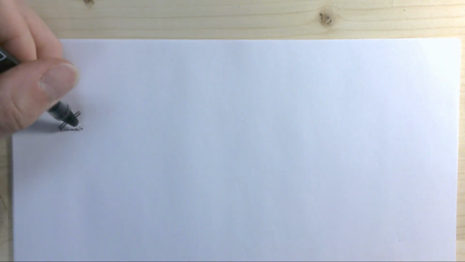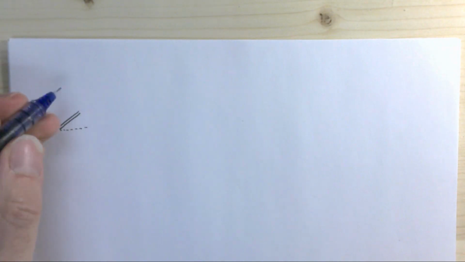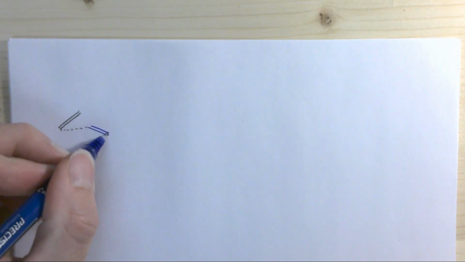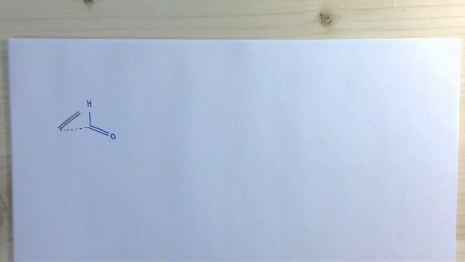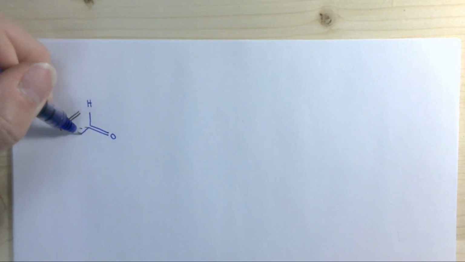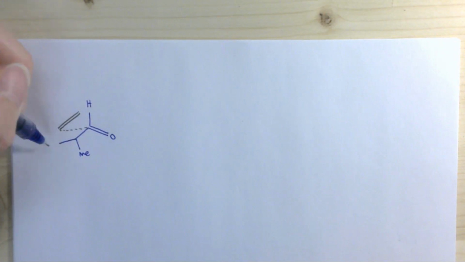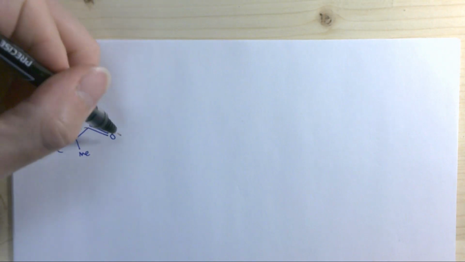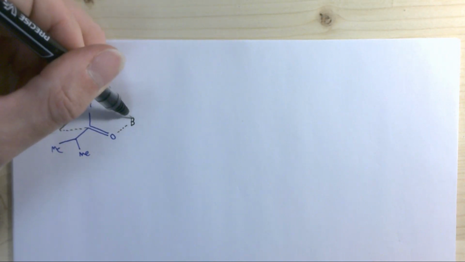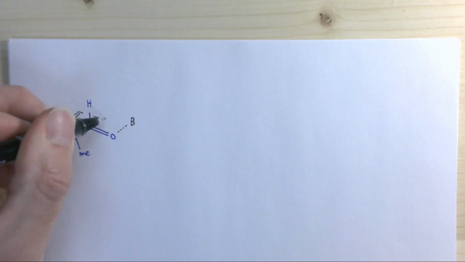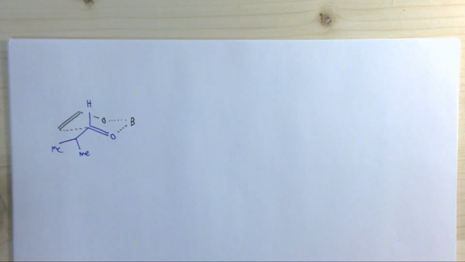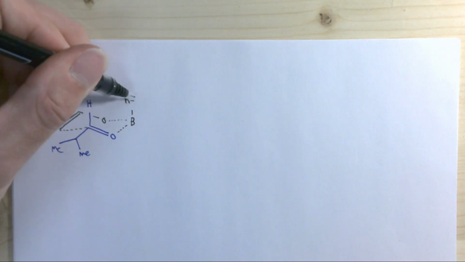Okay, so here's the double bond of the enolate, and I'm going to draw in my aldehyde. And again, as per usual, I'm going to put the small group in that pseudo-axial position, and my bulky group will be in the pseudo-equatorial position. That's going to be bound to the boron of the Lewis acid. And we're going to get something like this.